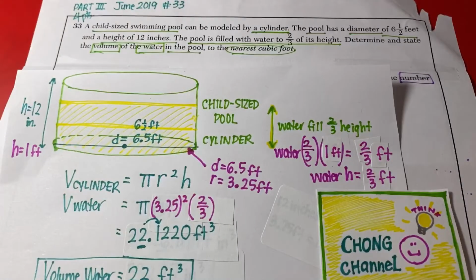We're looking at another Regents question, June 2019, number 33. It's a part 3 question and it's worth 4 points. Alright, so let's dig in.